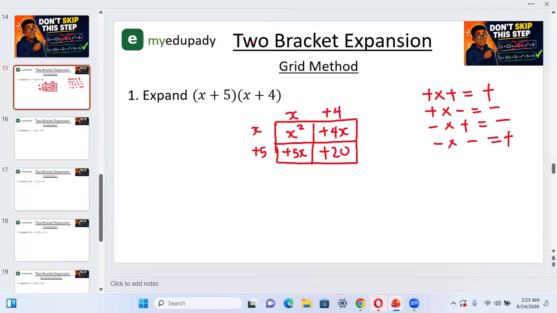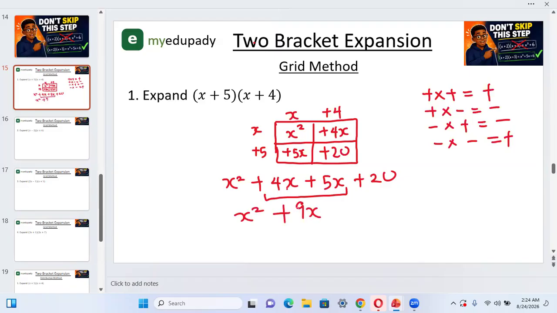So what I do is I write out all the terms inside this grid box. So we have x squared, add 4x, add 5x, add 20. If we look carefully at the expression we have now, we'll see that plus 4x and plus 5x are similar. And that simply means I can add them together. So this gives us x squared plus 4x plus 5x, that is 9x, that is plus 9x. Never forget, take it with the sign. So then plus 20, and that is our solution.